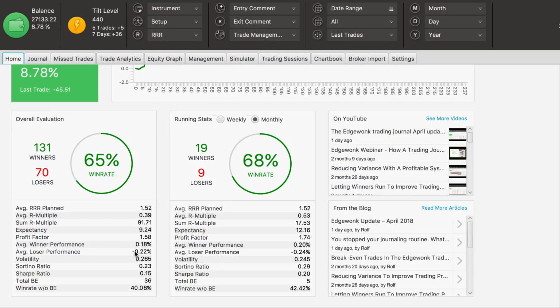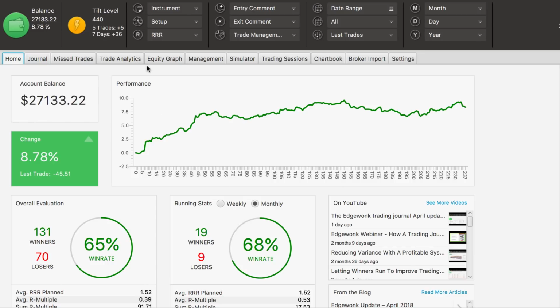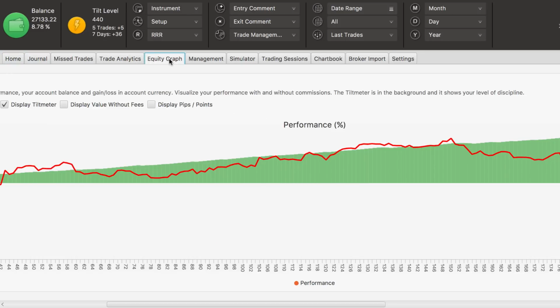But what really stands out here is the average winning and average losing performance. You can see the average losing performance is larger. So this is something that really needs to be addressed. We need to look into this deeper, and we will do that in this review. Also, when we look here at the running stats for this month, it's the same issue. You see the average winning performance is smaller than the average losing performance. So his losing trades are bigger than his winning trades, which is not a good sign, but we will look into this as well.